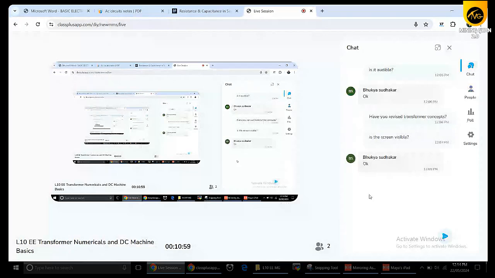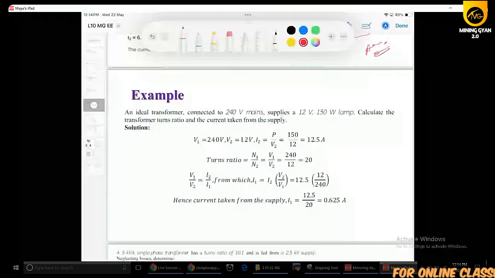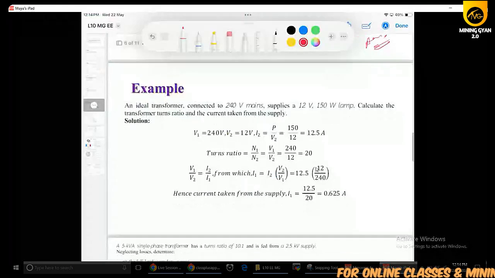These are the simple questions. I think you understood the solutions. Okay. Next, I'm going to the next example. In this question, an ideal transformer is given.